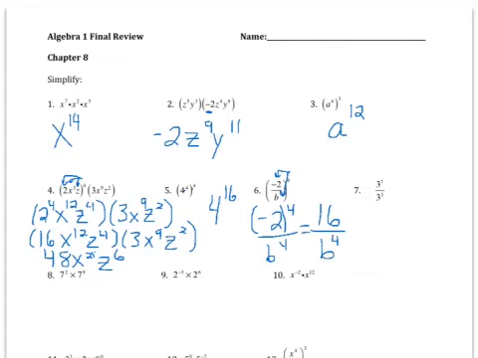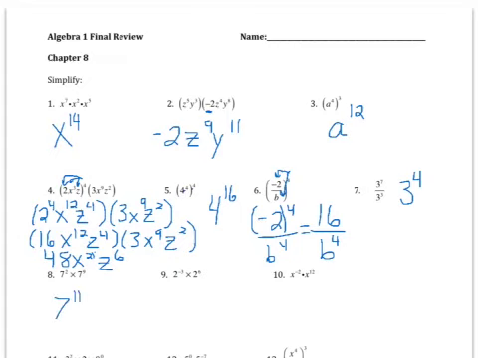For number 7, we have 3 to the 7th over 3 to the 3rd. We want to remember that when we're dividing, we subtract our exponents. So 7 minus 3 is 4, so our final answer is 3 to the 4th. For number 8, we have 7 squared times 7 to the 9th. We want to remember that when we're multiplying, we add our exponents and our base remains the same. So our final answer is 7 to the 11th.